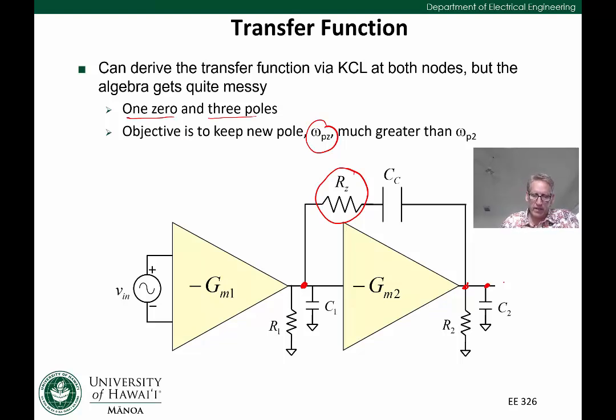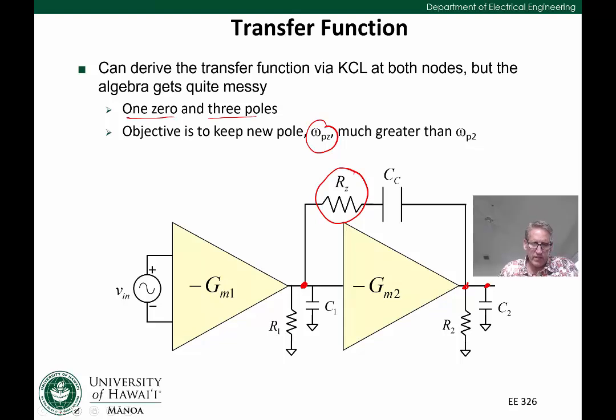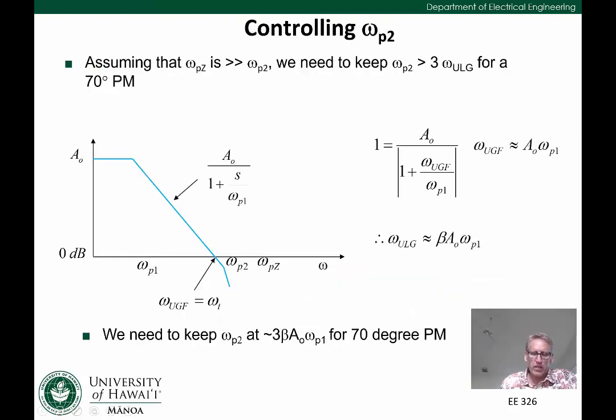All right, so let's talk a little bit more about controlling omega p2 in this situation. Let's assume that the new pole we've added is much larger than omega p2, so it's way out here somewhere. We're not going to have to worry about it so much. From a phase margin perspective, as we've discussed before, we need to keep omega p2 greater than or equal to approximately 3 times the unity loop gain frequency. And that's for a 70-degree phase margin.